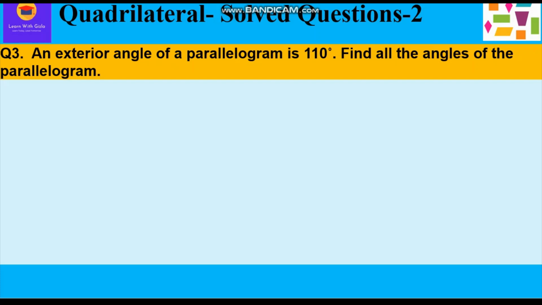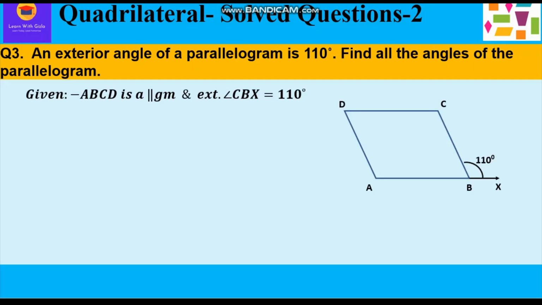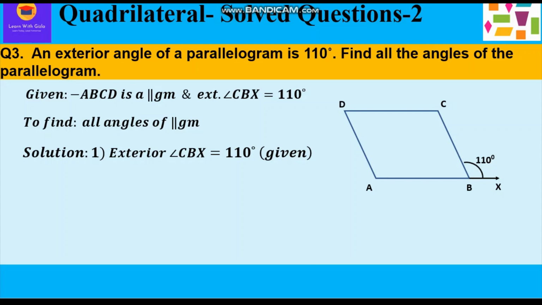An exterior angle of a parallelogram is 110 degrees. Find all the angles of the parallelogram. So given to us, ABCD is a parallelogram and exterior angle, let's say angle CBX, is equal to 110 degrees, as you can see in the given figure, and we have to find all the angles of the parallelogram. Now let's start with the solution. Exterior angle CBX is equal to 110 degrees, that is given to us.